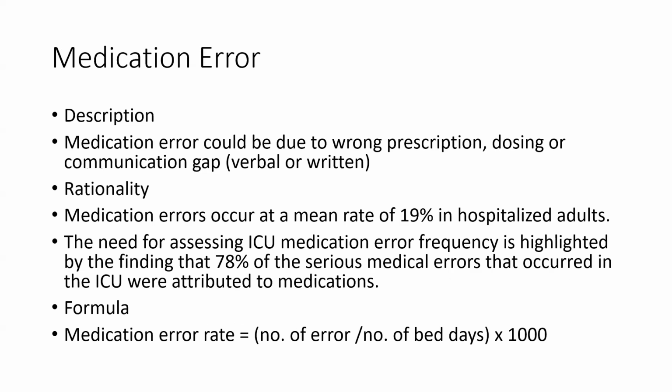Now the next parameter is medication error. Medication error could be due to wrong prescription, dosing, and communication gap. Rationality: medication error occurs at a mean rate of 19% in hospitalized adults. The need for assessing ICU medication error frequency is highlighted by the finding that 78% of serious medical errors that occur in the ICU were attributed to medications. Formula is medication error rate: number of errors upon number of bed days, into 1000.